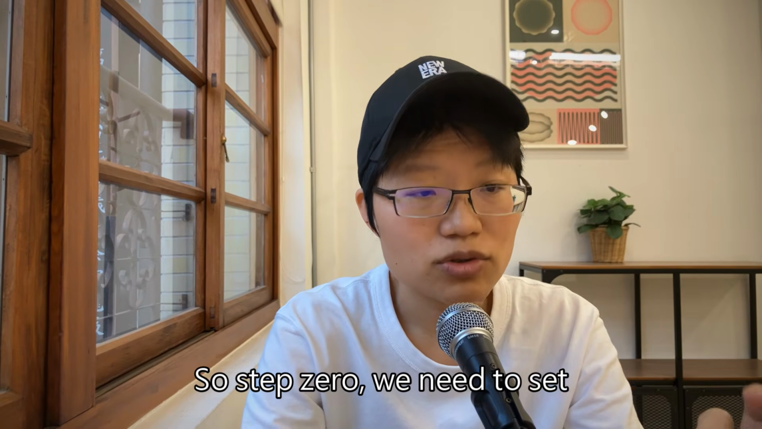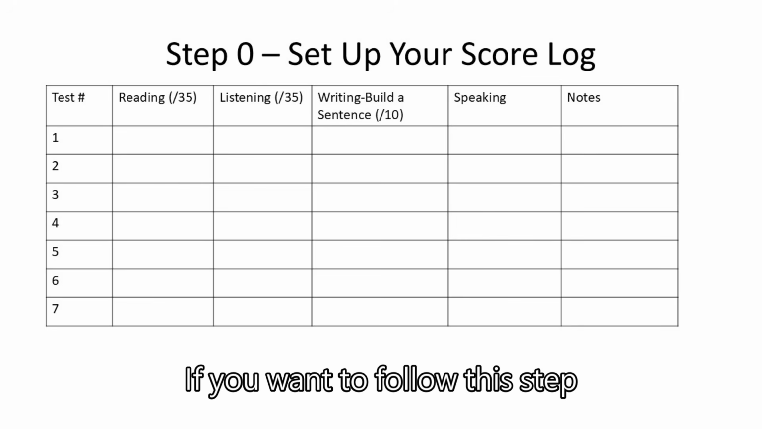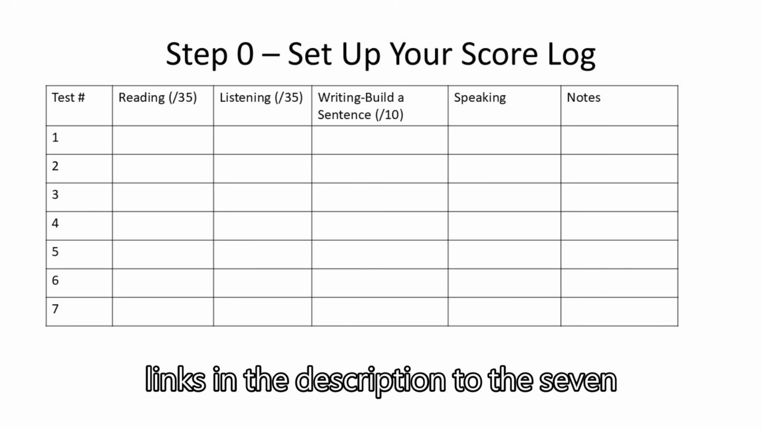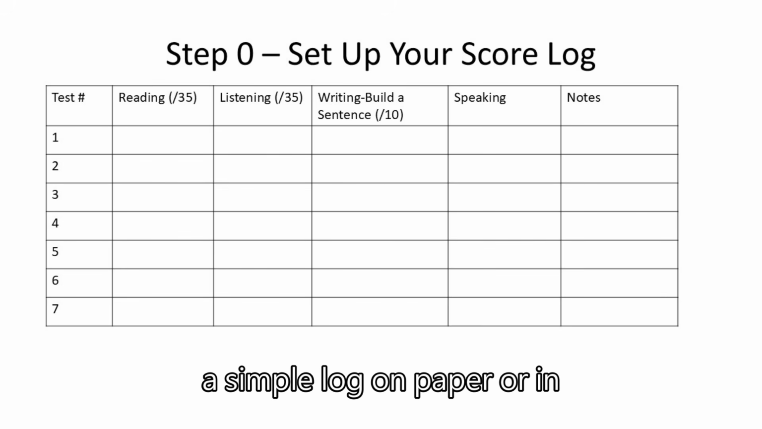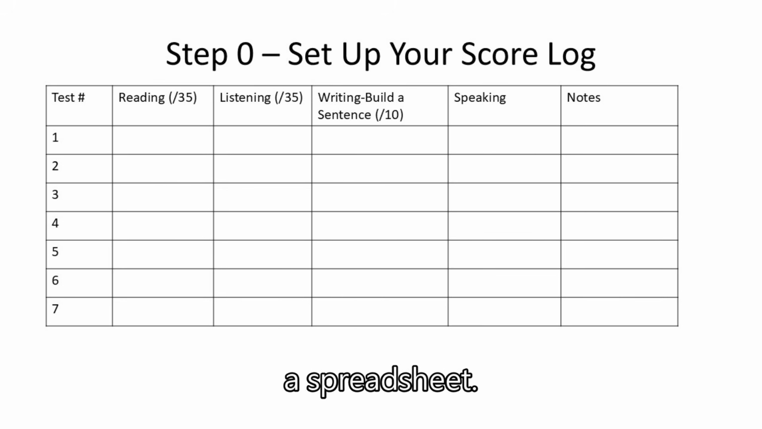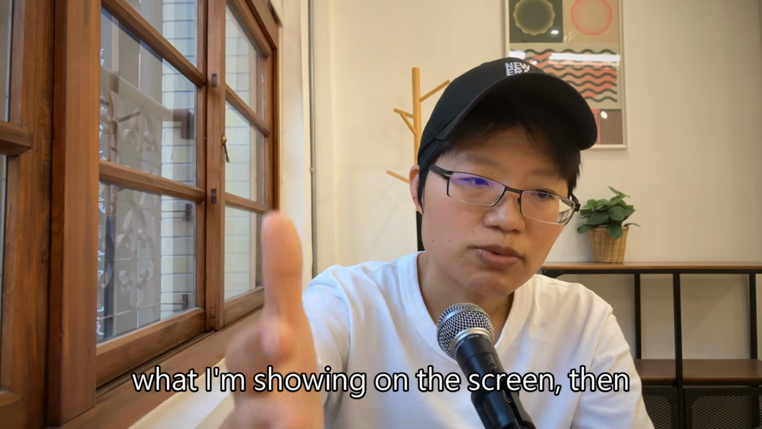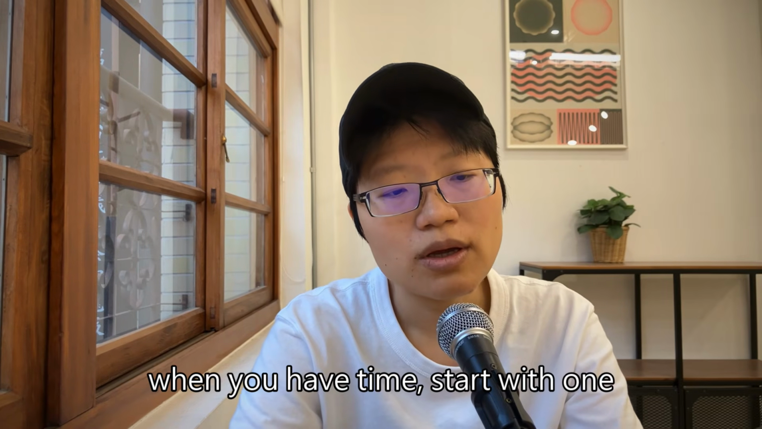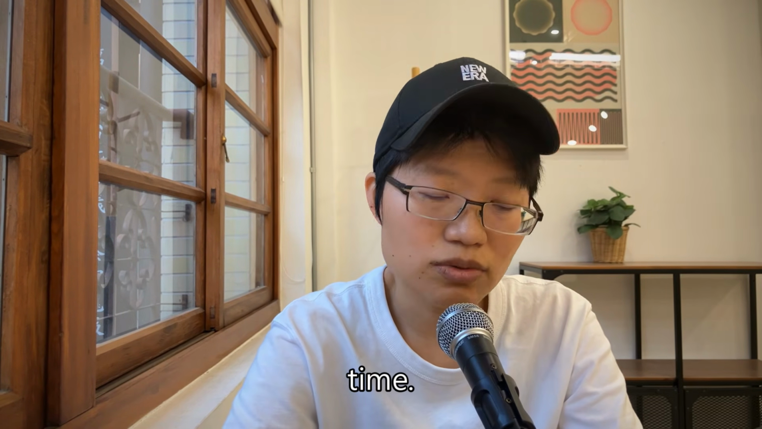So step 0, we need to set up with the free tests. If you want to follow this step-by-step, pause here and open the links in the description to the 7 free ETS practice tests, and then make a simple log on paper or in a spreadsheet. For example, you can do something like what I'm showing on the screen. Then, when you have time, start with one of the tests, do the sections under time.